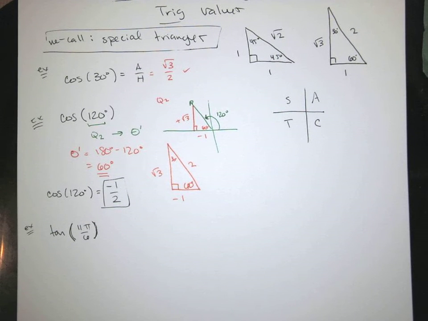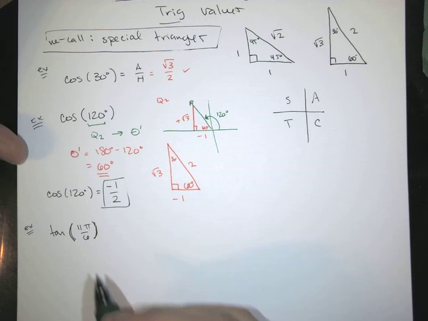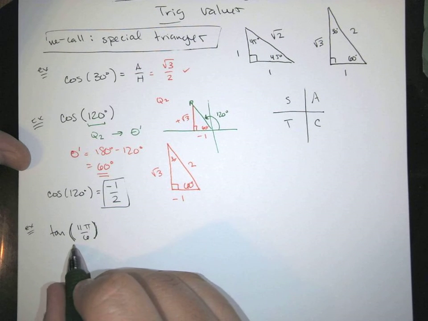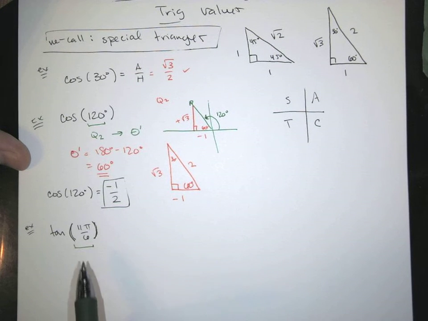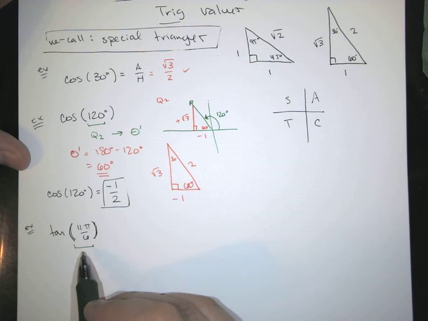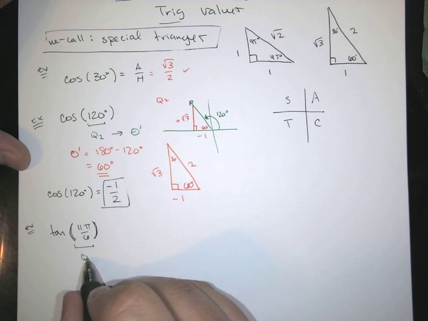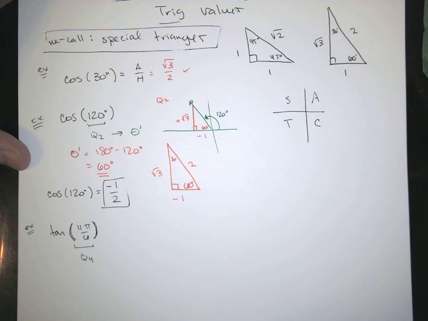Couple things to do here. We got to figure out the quadrant. We got to figure out how big 11 pi over 6 is. We got a little bit of work to do here. So I'll jump right to it. 11 pi over 6. This is obviously bigger than 1 pi, but it's less than 2 pi. It's also less than 1.5 pi. It's definitely almost 2 pi. So my position here should be quadrant 4.